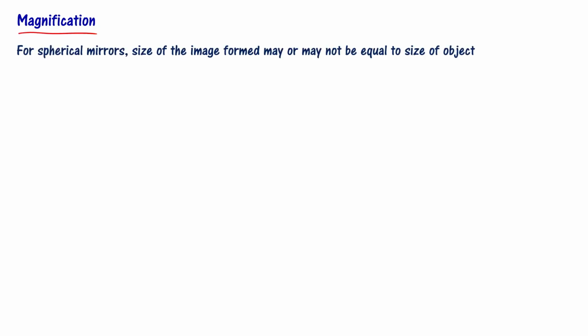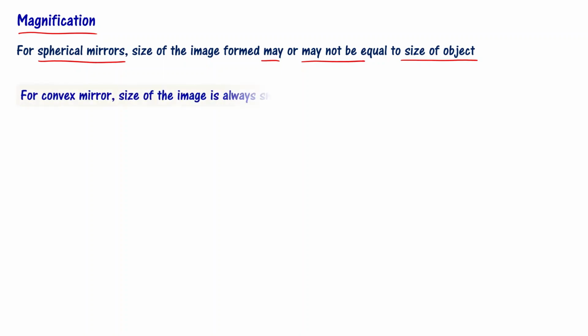Let us now understand about magnification. For spherical mirrors, the size of the image formed may or may not be equal to the size of the object. For plane mirrors, the size of the image is equal to the size of the object, right? But with spherical mirrors, whether concave or convex, the size of the image formed may or may not be equal to the size of the object. For convex mirrors, we know that the size of the image is always smaller than the object.